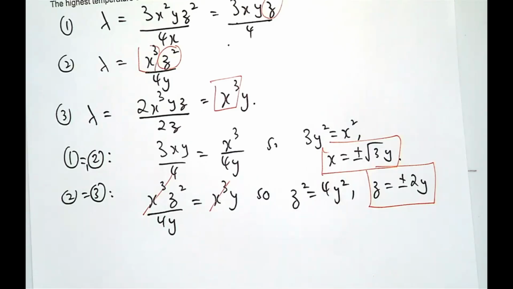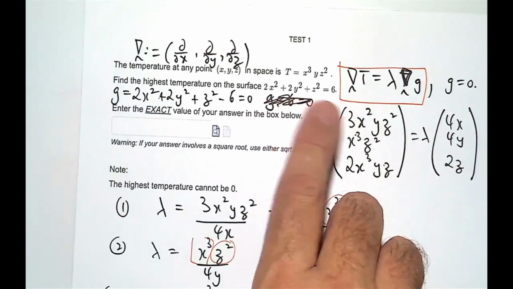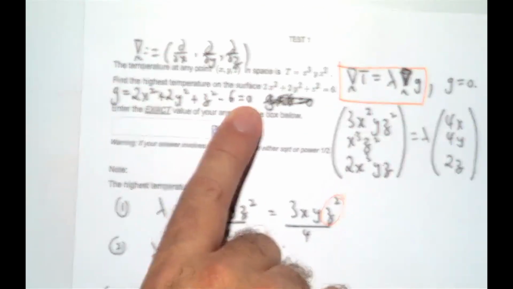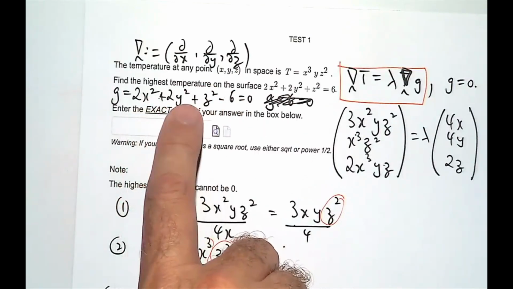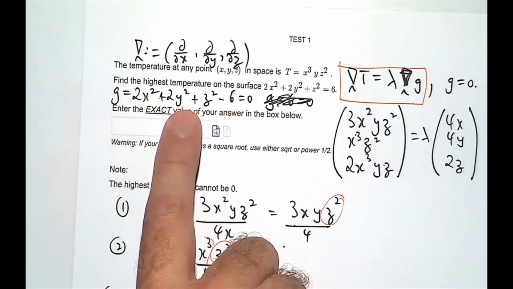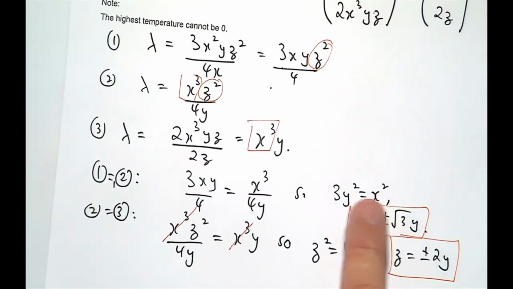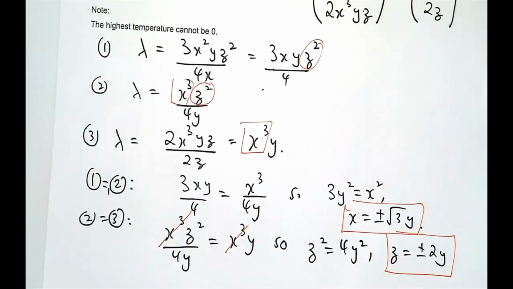What haven't I used yet? I haven't used my constraint equation. I haven't used this surface, this g equals 0. And notice every term has a square in it. So if I know x squared and z squared in terms of y squared, I can substitute these things in and get something in terms of one variable. So that's the idea.